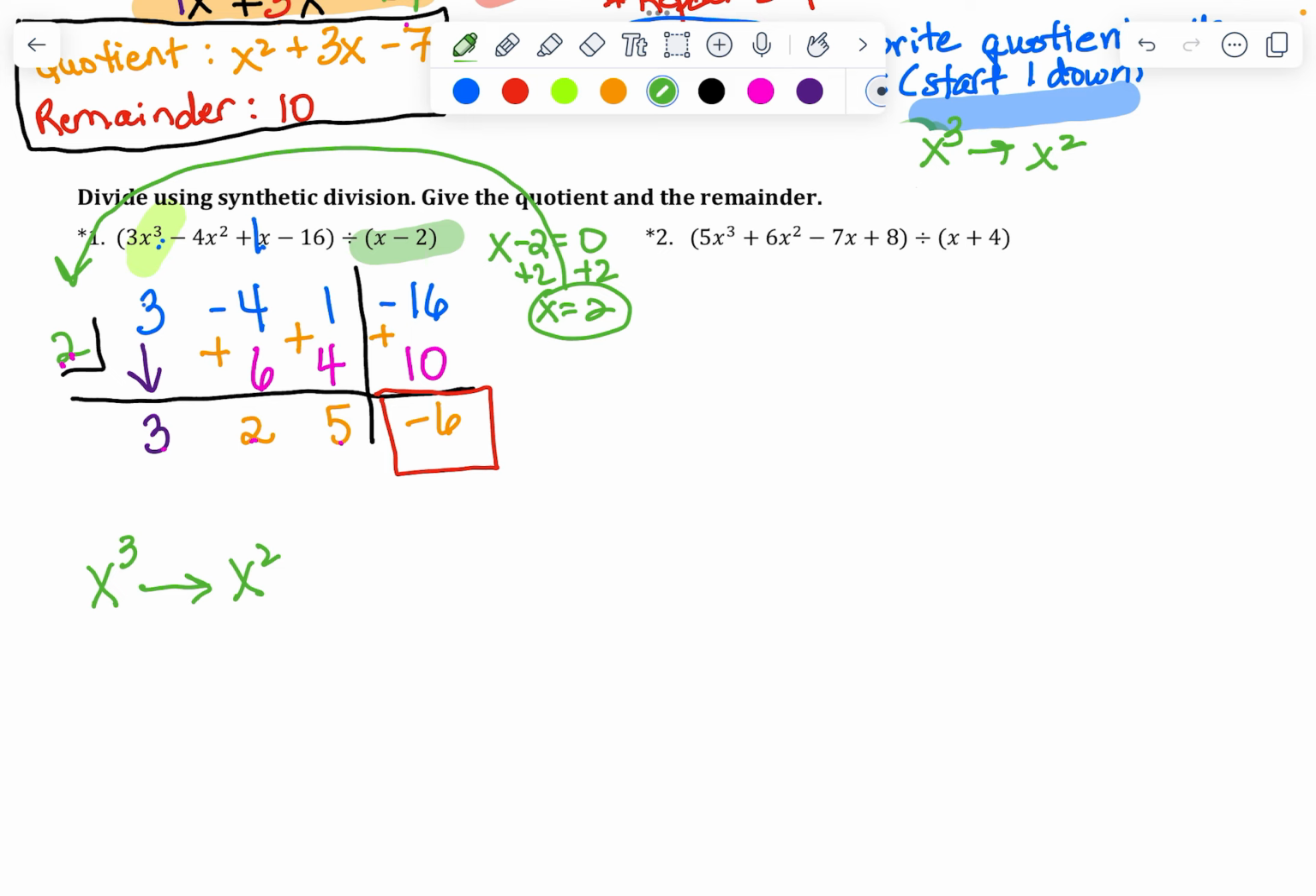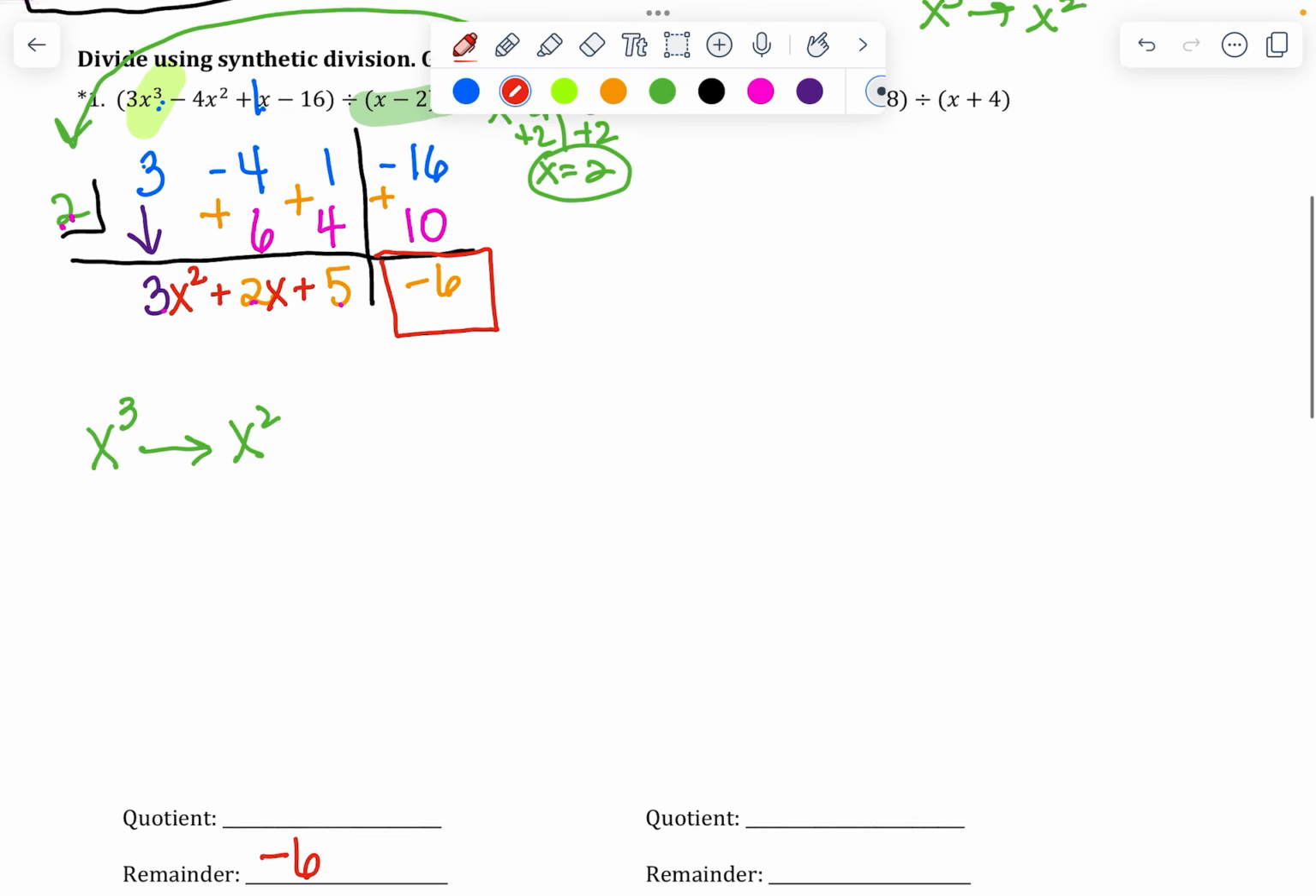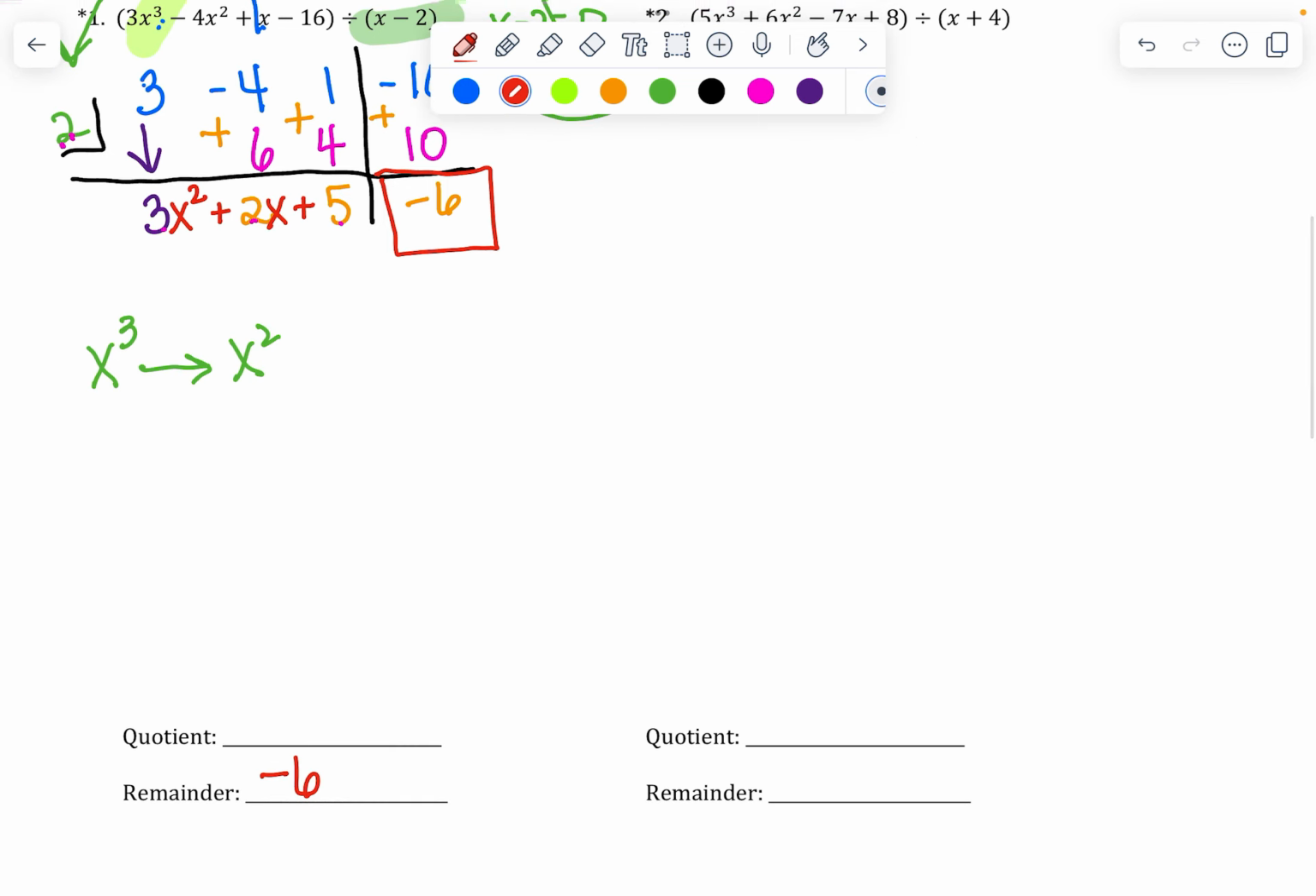So when I put that in, that would be a 3x squared. Go down. This one's the plain x. This one's the plain number. If there's not a sign there, they're positives. They're plus. So go ahead and put that. So then I'm going to come down here, and I'm going to write my quotient, which is a 3x squared plus a 2x plus a 5.